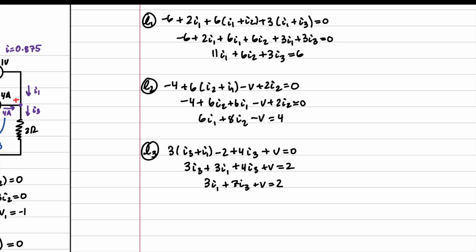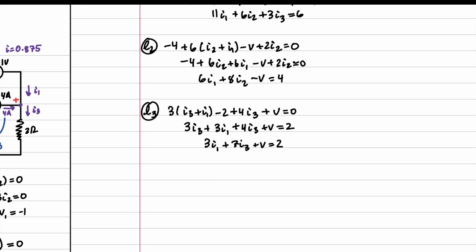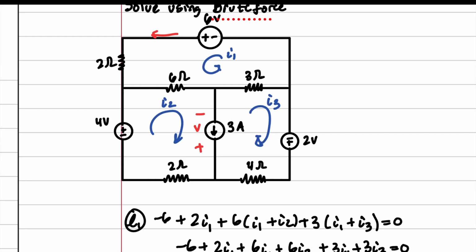And we're going to get 3I1 plus 7I3 plus V equals 2. Now we have to perform our KCL. You can do KCL here or you can do it here. I am going to do it here. So we've got I3 going in, I2 going out, and straight up 3 amps from this way.